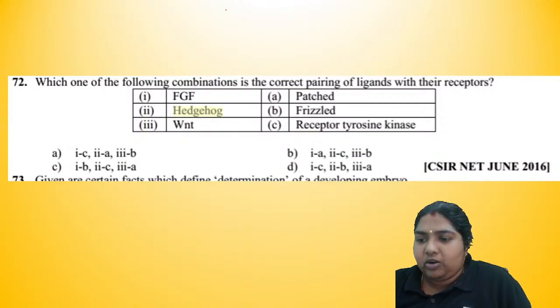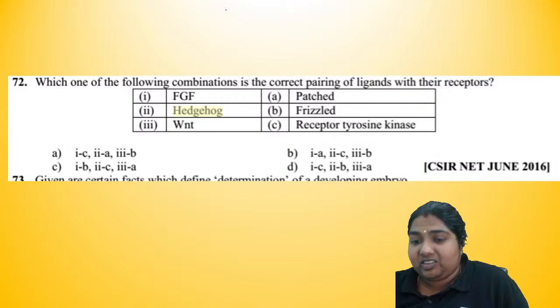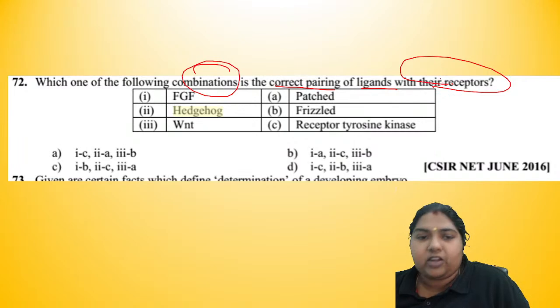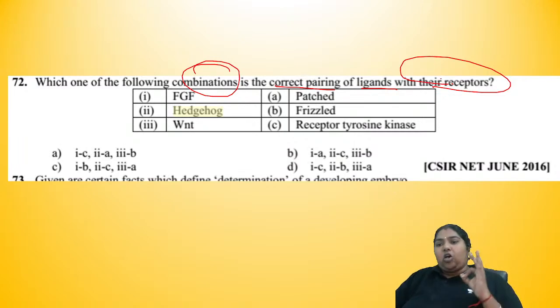One more example we are going to take. See this question, it is from June 16. So many times similar concept questions have come. Which one of the following combinations is a correct pairing of ligands with the receptor? FGF, Hedgehog, Wnt; Patched, Frizzled, RTK. Simple, no?